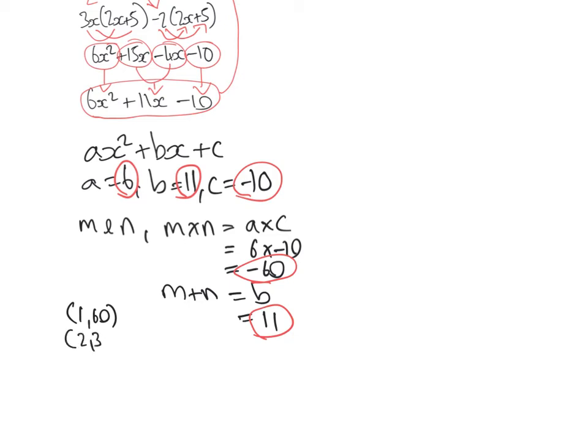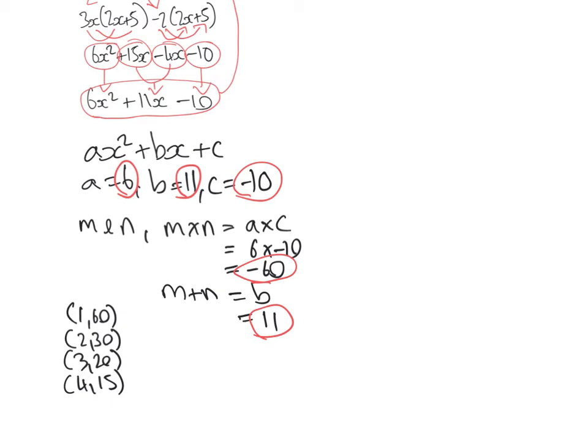2 and 30, no, that's never going to get to 11. 3 and 20, no, that's not going to get to 11. 4 and 15, haha, you say, hopefully. 4 and 15 can get to 11, depending on the signs. So we just have to put the signs in now so that we get 11 and negative 60, okay?